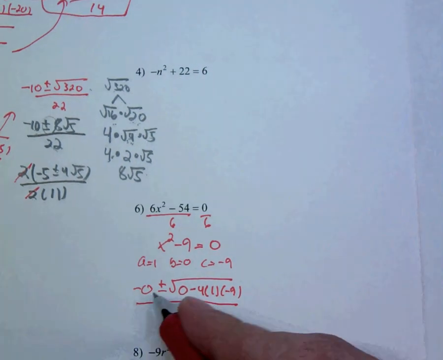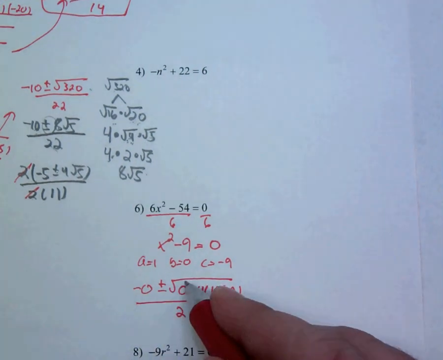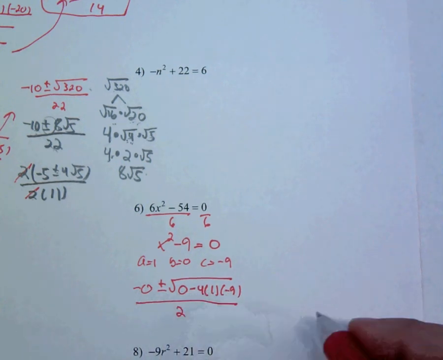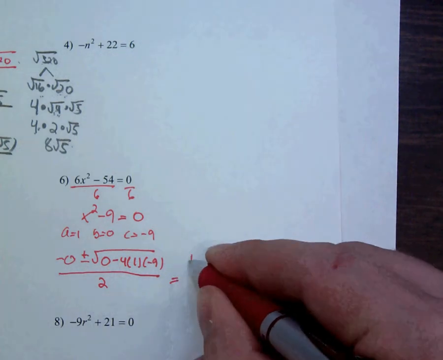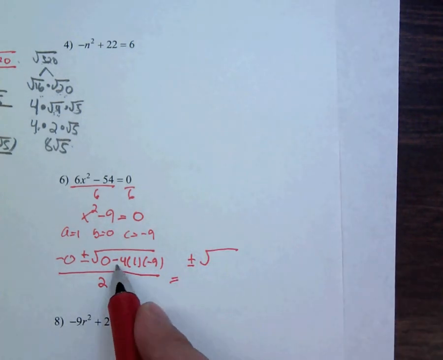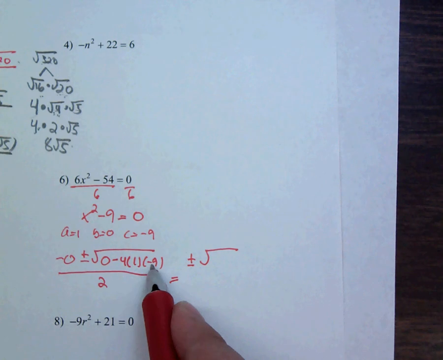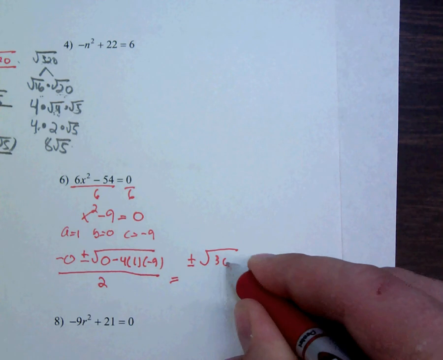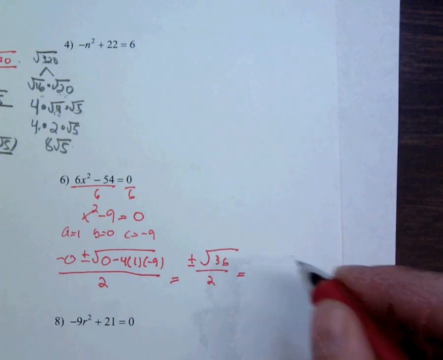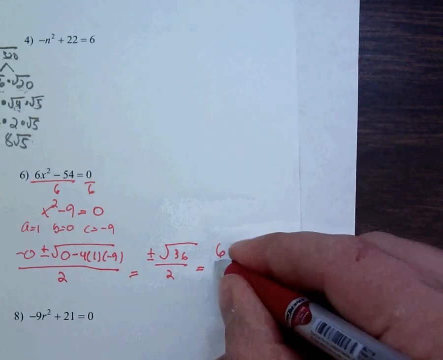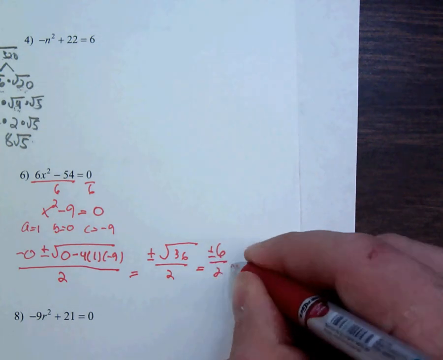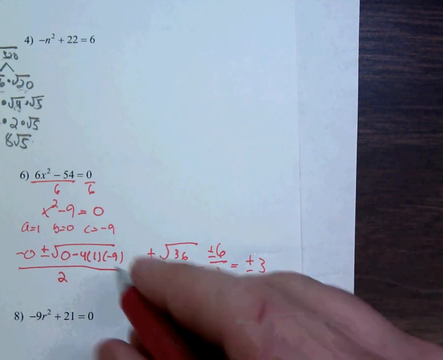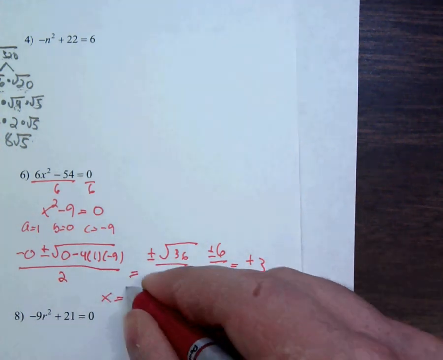Okay. Negative 0 is just 0, and 0 plus anything is the thing you added. 0 minus anything is the thing you subtracted, but negative. And so this is just plus or minus the square root of negative 4 times negative 9 is 36. 36 times 1 is 36. So we end up with 0 plus 36, which is 36, all over 2. The square root of 36 is 6, plus or minus 6 over 2. We can divide this. 6 divided by 2 is 3, and we get plus or minus 3. X is positive or negative 3.